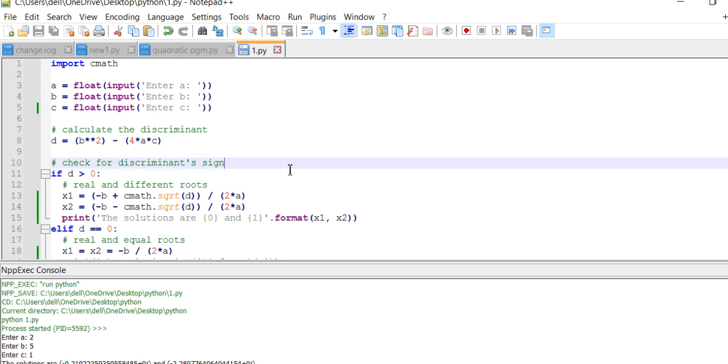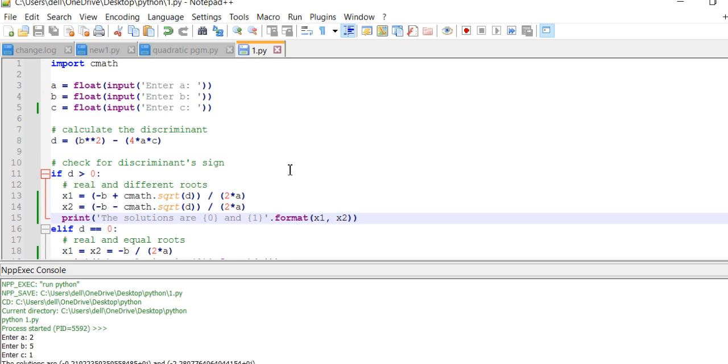Now we are putting conditions here. If d is greater than 0, then x1 equals minus b plus cmath square root of d. We are directly putting the delta value here and the whole term is divided by 2a. x2 equals minus b minus cmath square root of delta, all divided by 2a. And we are printing the result with the help of the print method.